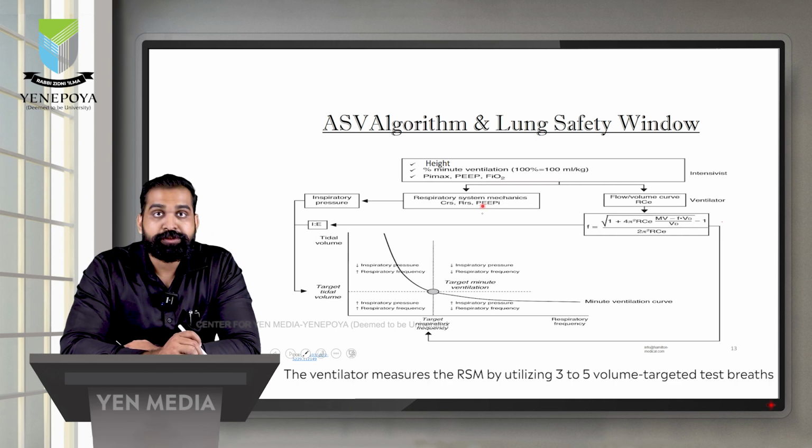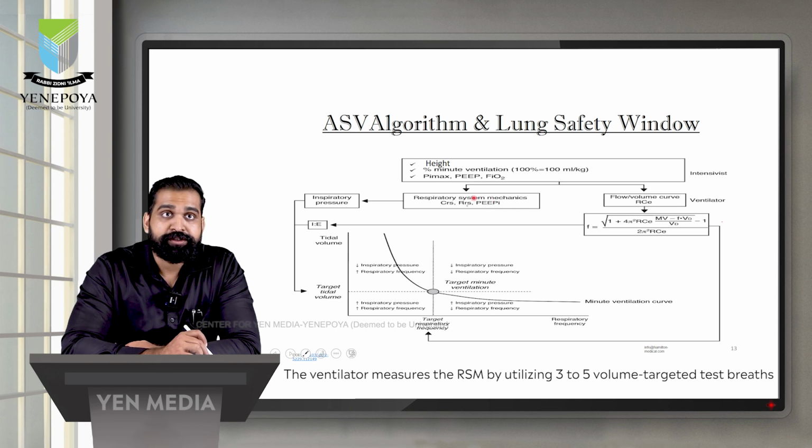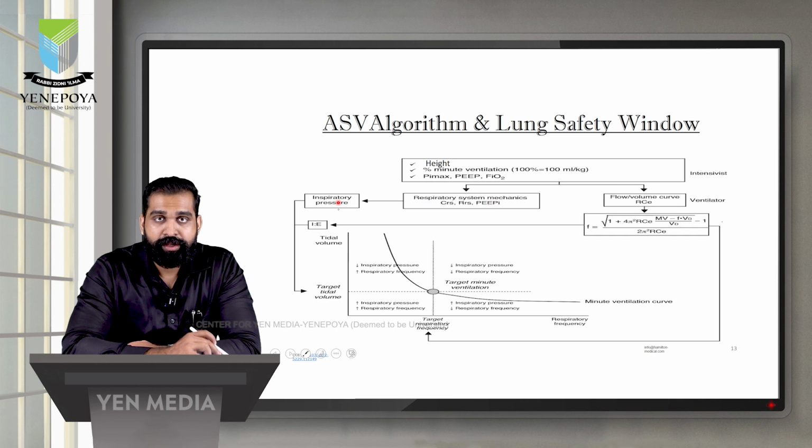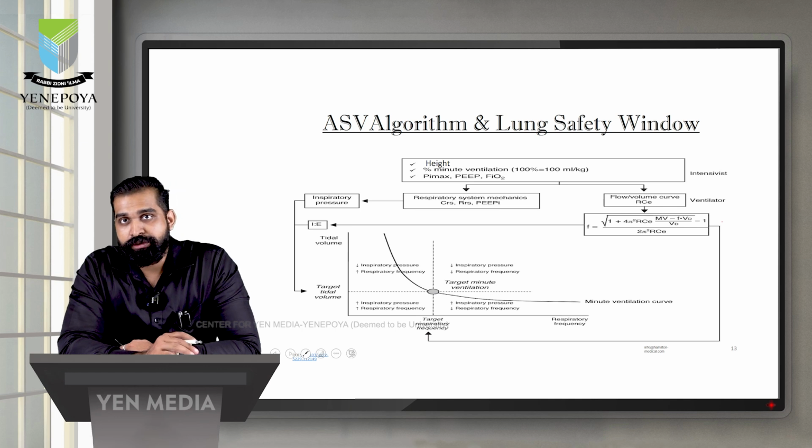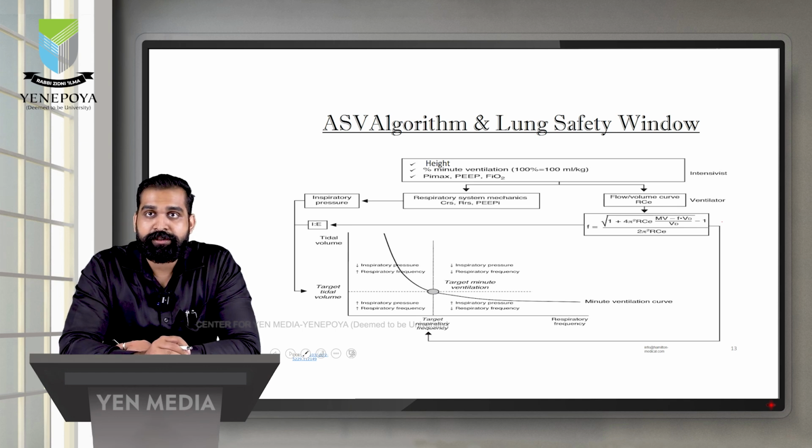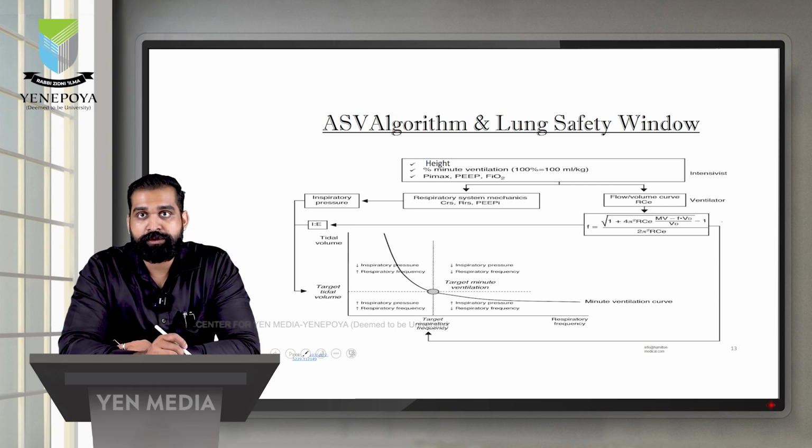It is going to measure the respiratory mechanics, and that is the compliance, resistance, and if there is auto-PEEP, it is going to measure all of that. So it basically maps out the lung that it ventilates. From the respiratory mechanics, the ventilator is going to determine the inspiratory pressure which it can safely use. Alongside, it plots a flow volume curve. And with the help of the flow volume curve, it calculates the expiratory time constant, which describes how fast that particular lung empties.